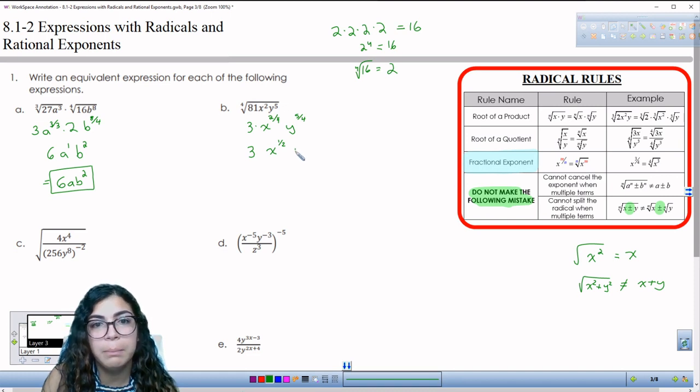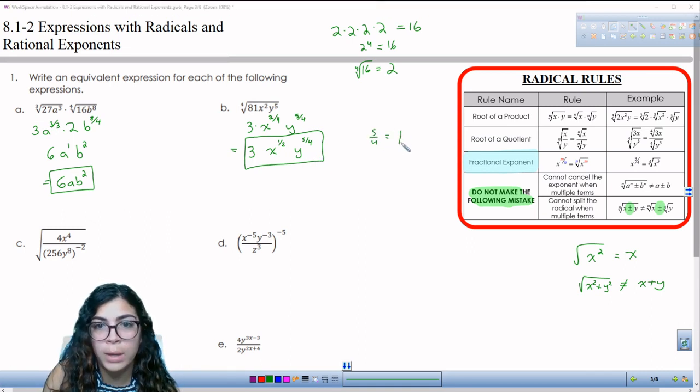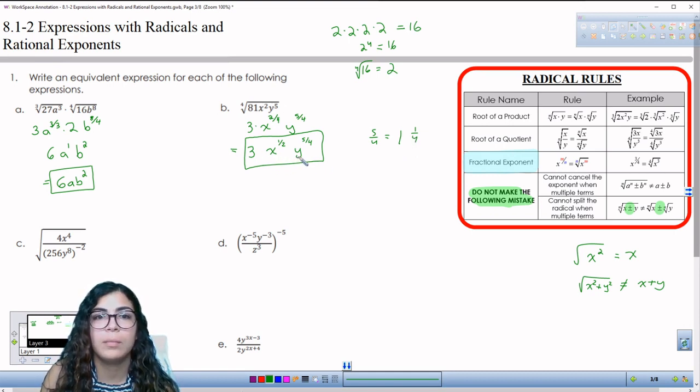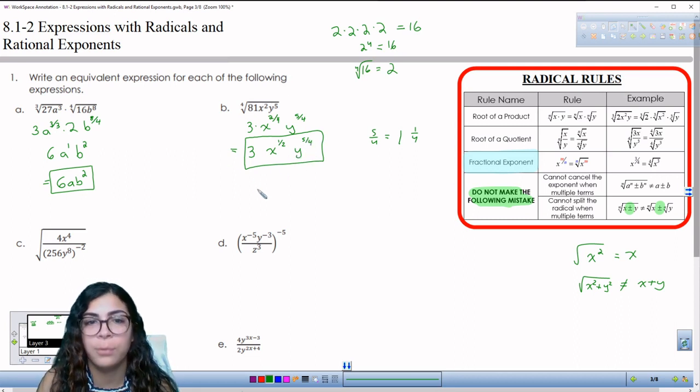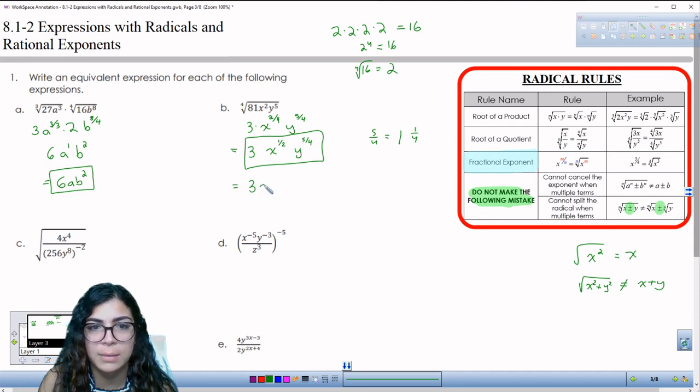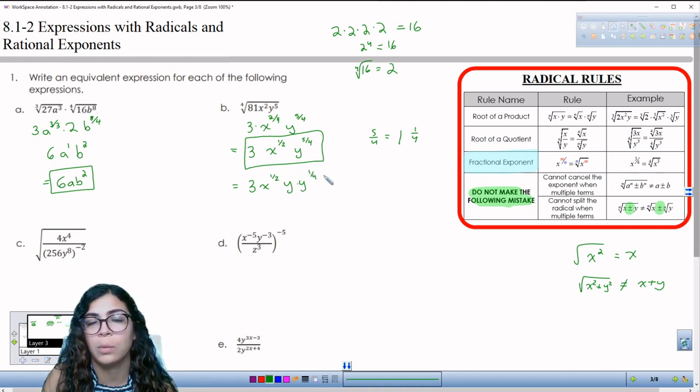Now, some books keep it like that. This would be the answer. And some books will split this up, because 5/4 is 1 whole and 1/4. So you can take out the 1 full copy of y. So you could write it as 3y times x to the power of 1/2 y to the power of 1/4, because it is 1 and 1/4.